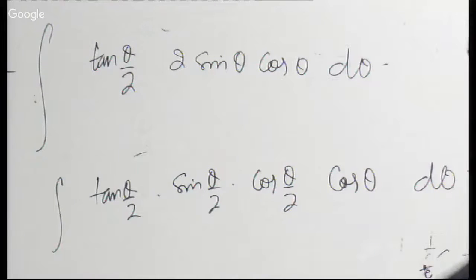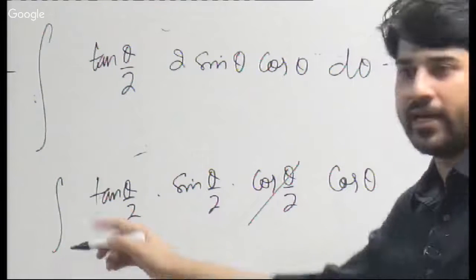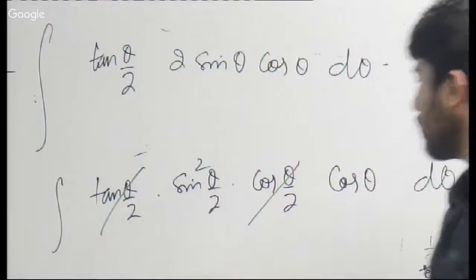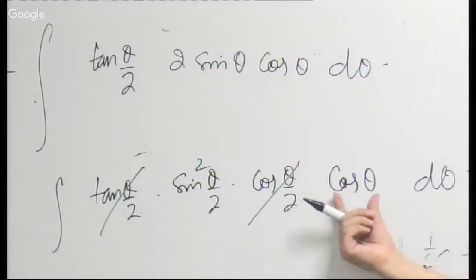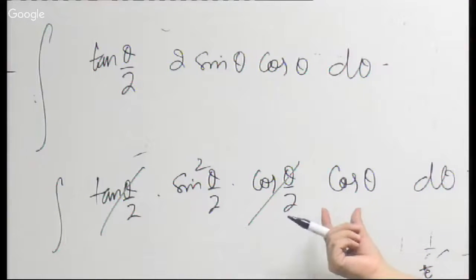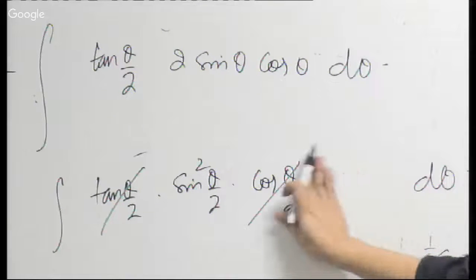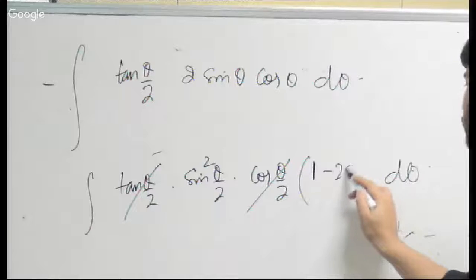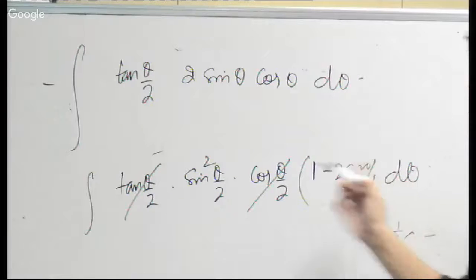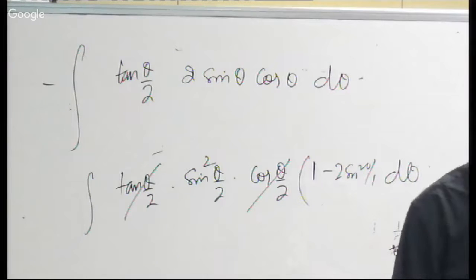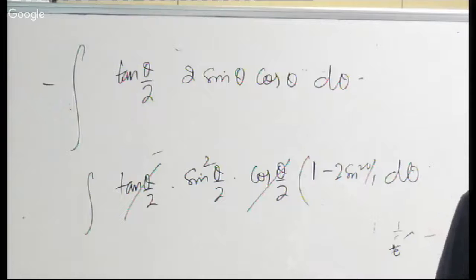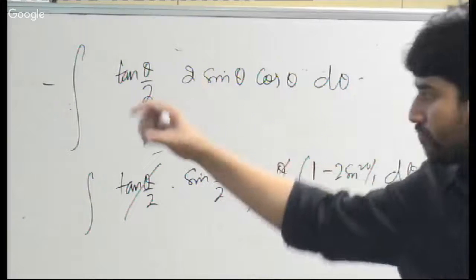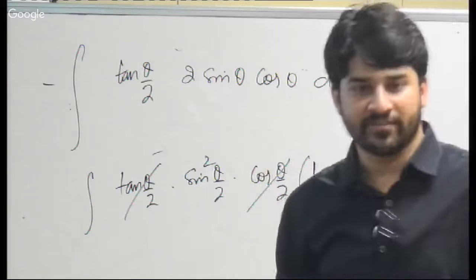Right. So what will this? Cos theta will be gone, and this will become sin square theta by 2. Here you got cos theta. I can write cos theta as 1 minus, and I can handle sin square theta by 2, and I can handle sin to the power 4 theta by 2. Right? So I can handle this question. This question is lengthier but not difficult.